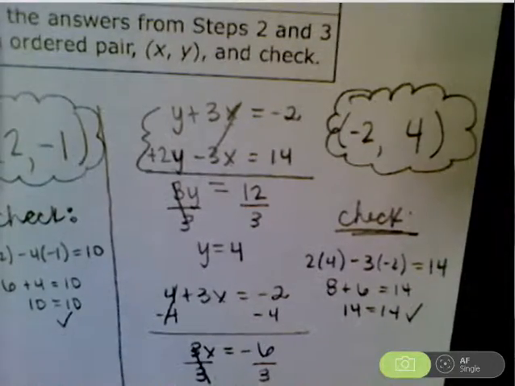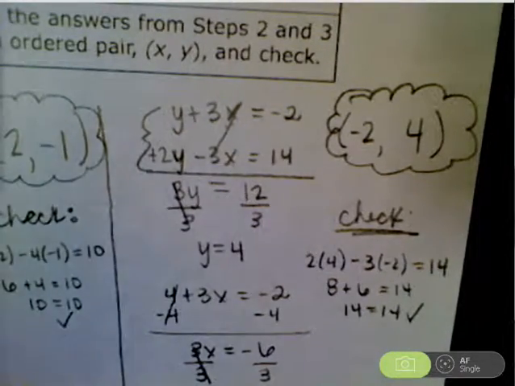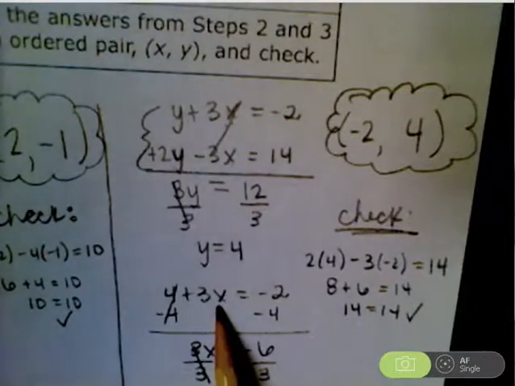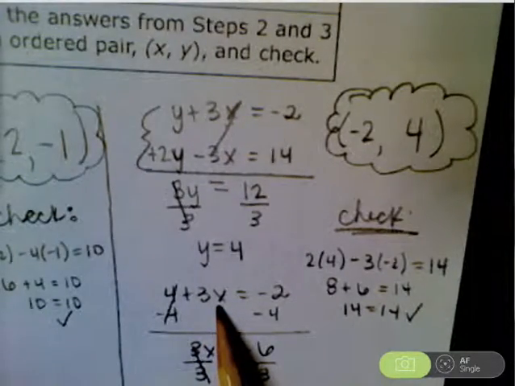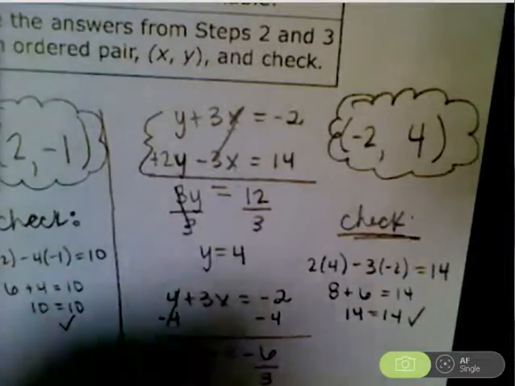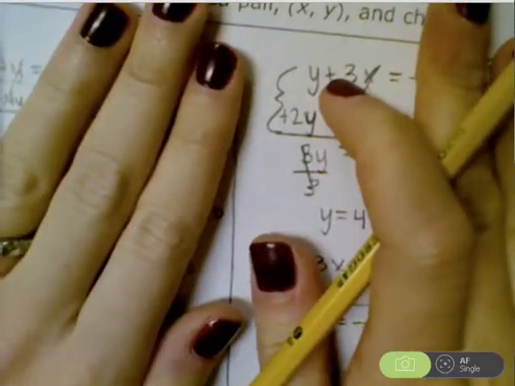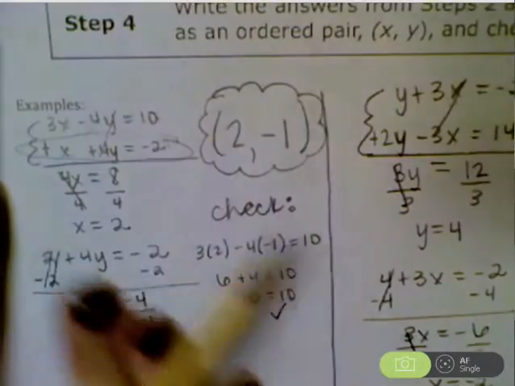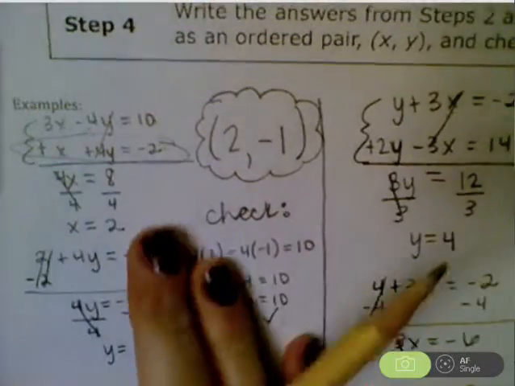So make sure when you're checking that you're using the other equation. If you check your answers with the equation you just used to find y or find the second variable, you're not going to catch your mistake. You have to use the other equation. Okay, so that's the first type of solving systems by elimination. This is the easiest type of problem when you're already given opposite terms.